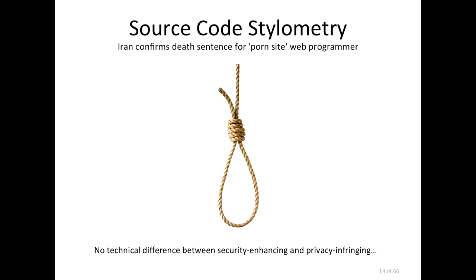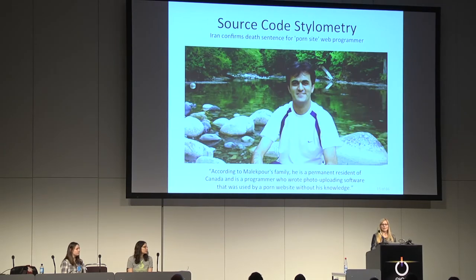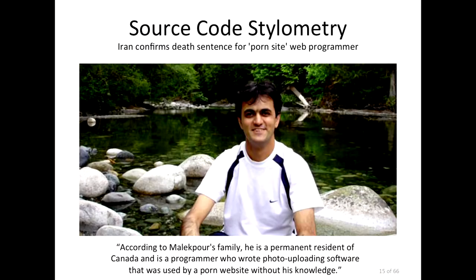For example, Said Malikpour is a web programmer. He was sentenced to death because he was identified by the Iranian government as the programmer of a porn site. Said Malikpour was held in solitary confinement for 1 year without legal representation. His family says that he is also a permanent resident of Canada, and he didn't know that the porn site developers were using his photo uploading software. Said Malikpour also said that if he had known this was going to be used by a porn site, he would have never put his name there because it's illegal in Iran. After that, he says that under pressure, he said that he regrets his actions, and now his death sentence is canceled.